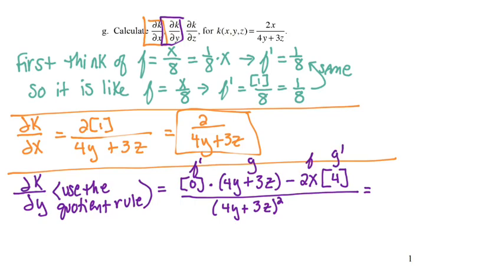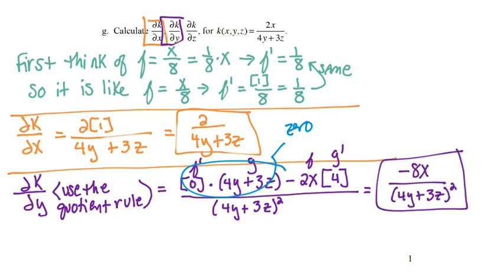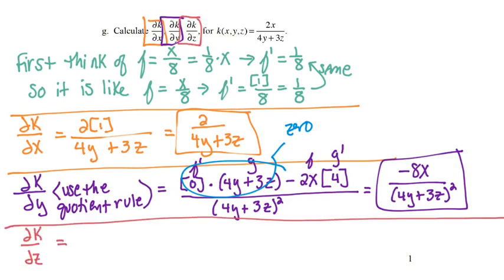And now I just need to clean this up, where 0 times anything is just 0. But I can multiply my -2 and my 4 so that I have -8x all over the binomial 4y plus 3z quantity squared. And on to the last one, the partial derivative of the z variable.